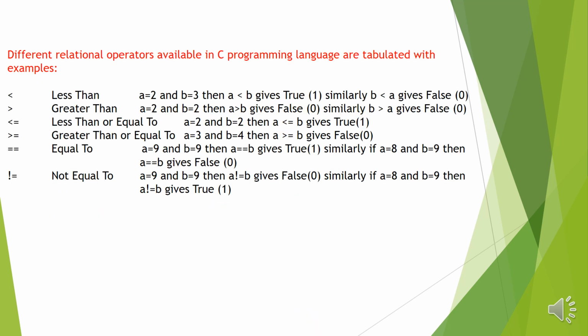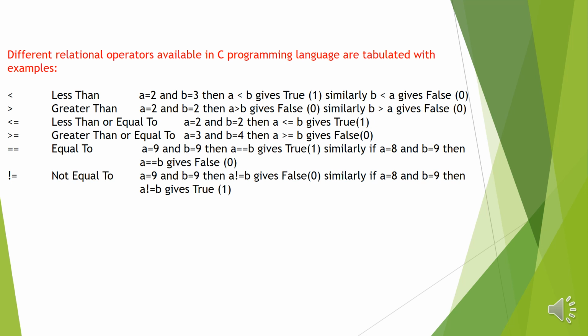The relational operators are less than, greater than, less than or equal to, greater than or equal to, not equal to. Okay, so let's take an example for less than. If a value is 2 and b value is 3, the condition a less than b is true because b is bigger than a, so it returns true, that is 1.